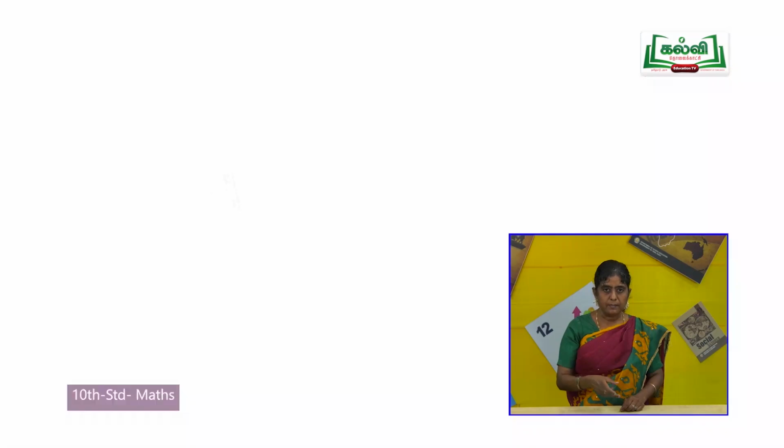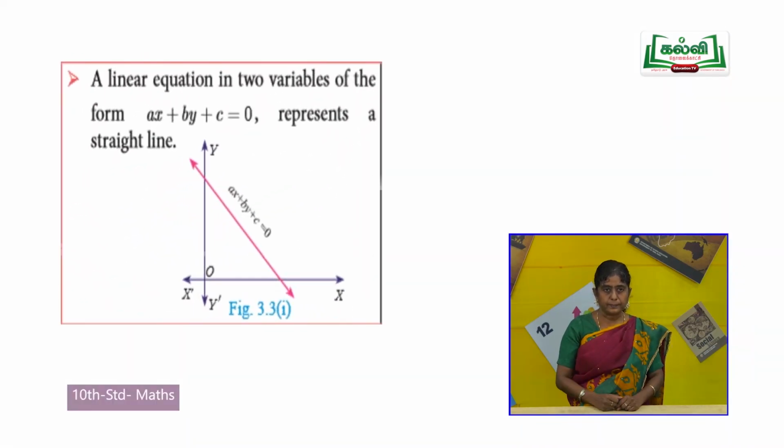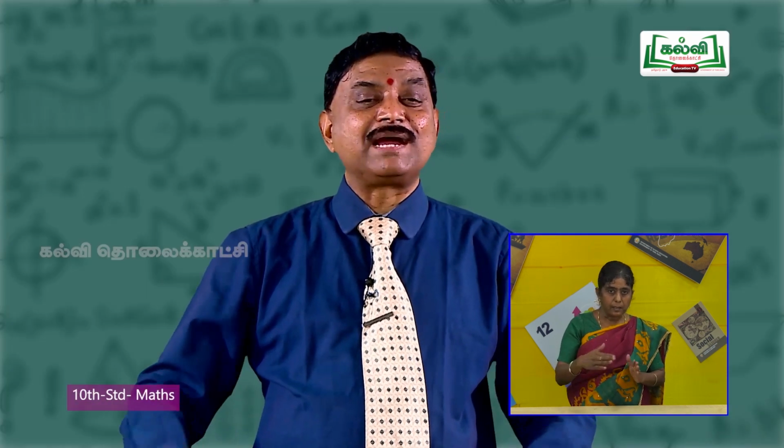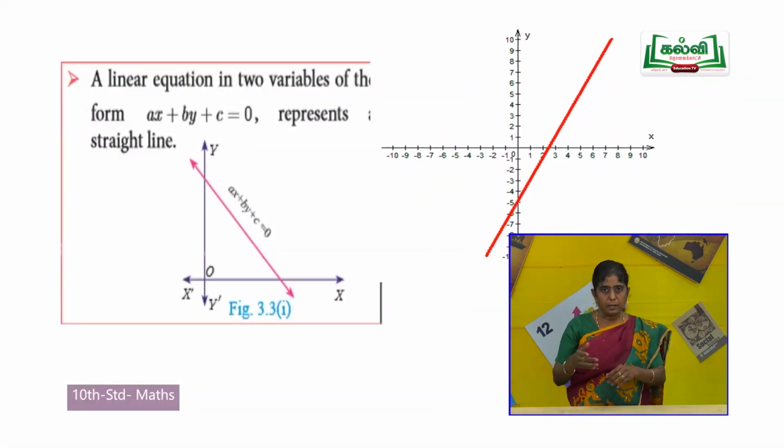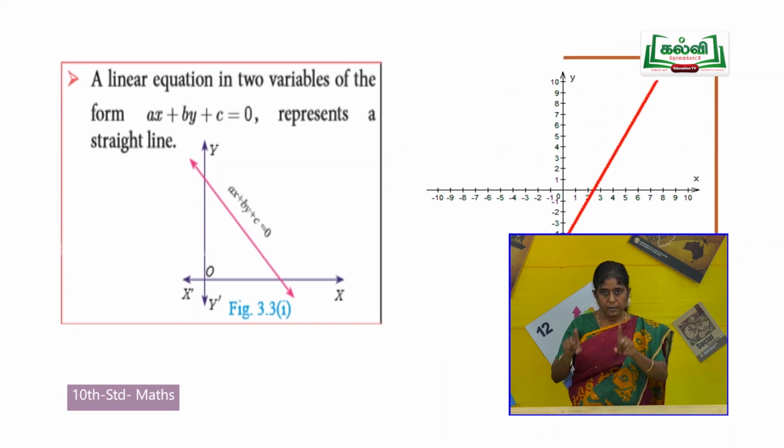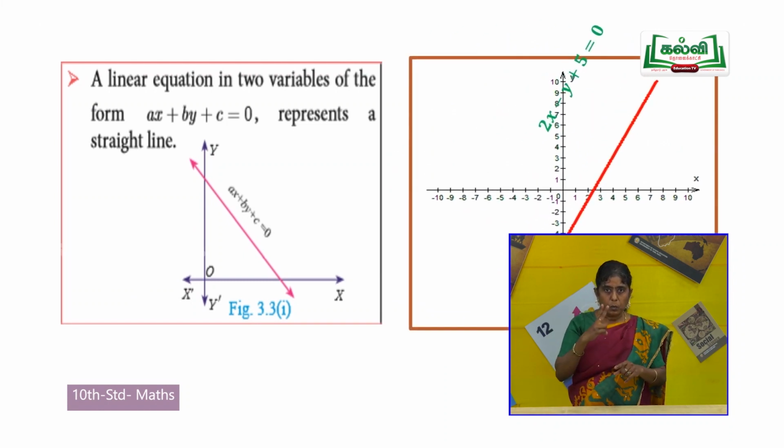Let's see the diagram here. You see the x-axis and y-axis, and the straight line is ax plus by plus c equal to 0. It may or may not cut the x and y axes. And one more example I showed you of a straight line, 2x minus y plus 5 equals 0. How was the graph drawn? See that. 2x minus y plus 5 equal to 0 cuts the x-axis and y-axis.